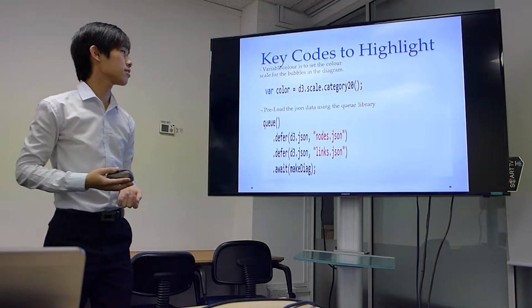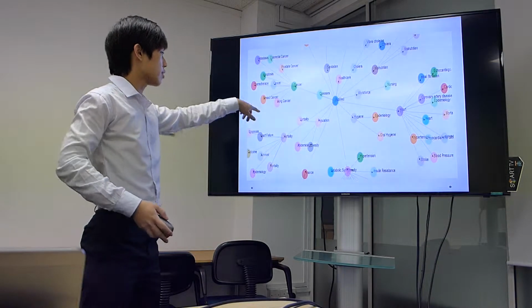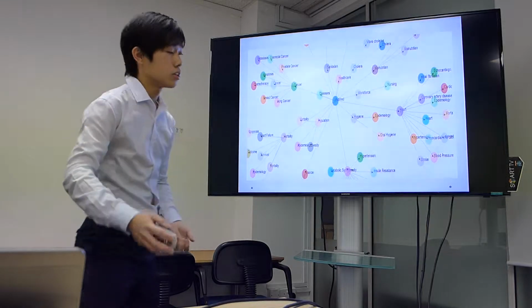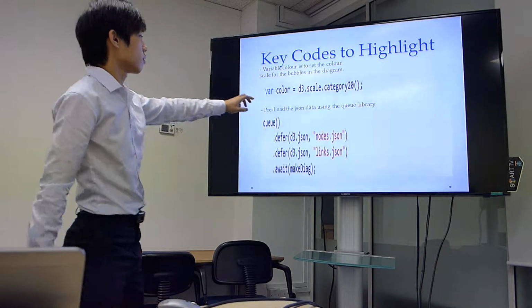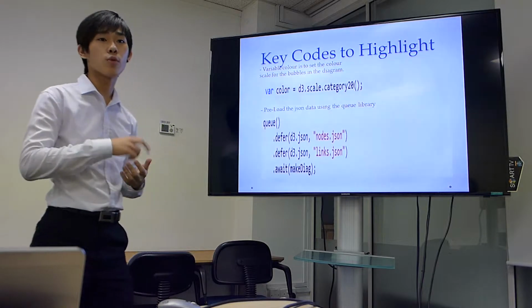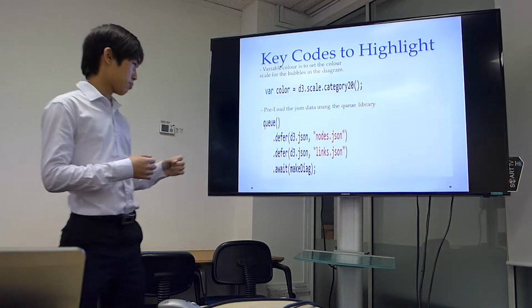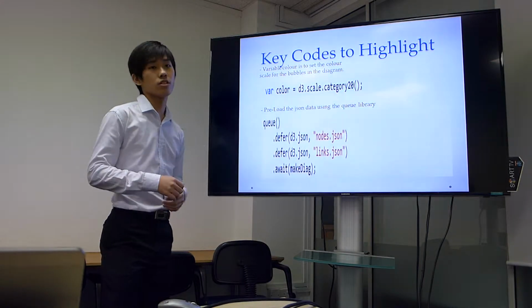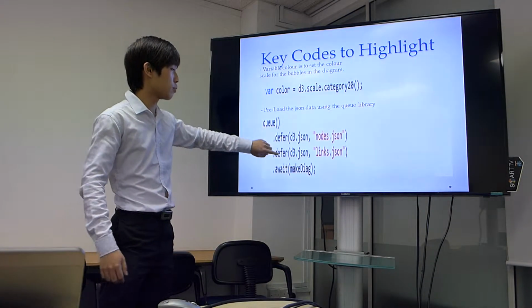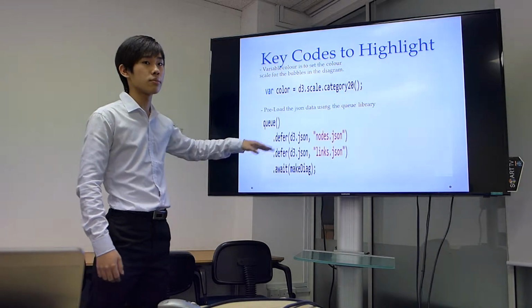So what are the key highlights? There are a lot of colors in the bubbles. We define 20 random colors, so all the bubbles will be random colors. We have to preload the JSON data using the Q library, because we cannot put the links first and then the nodes. This must be in order.